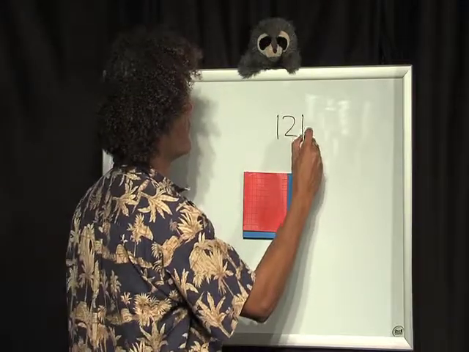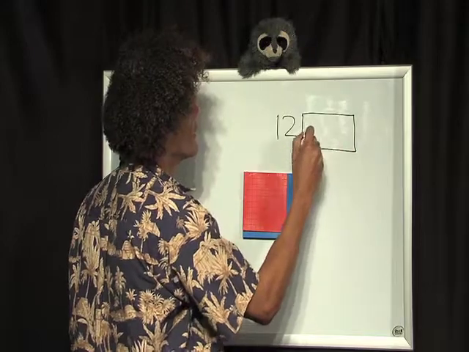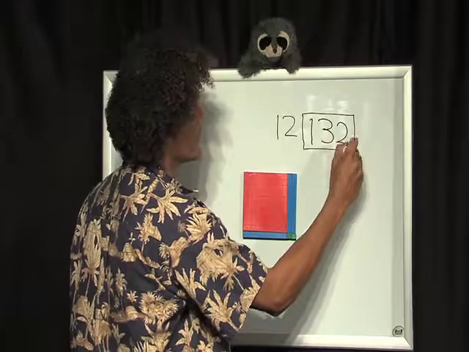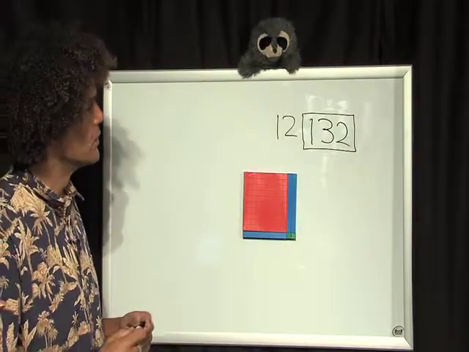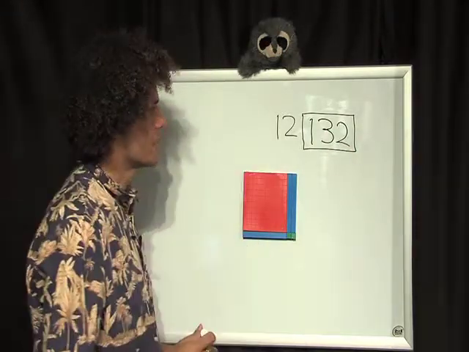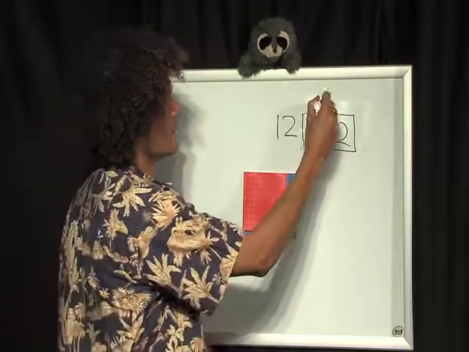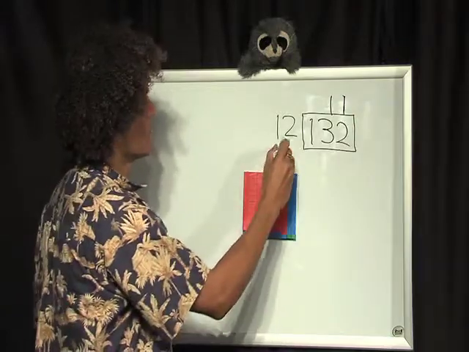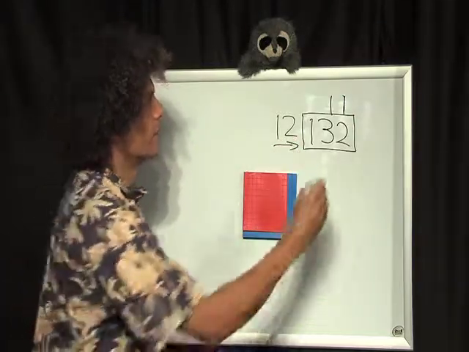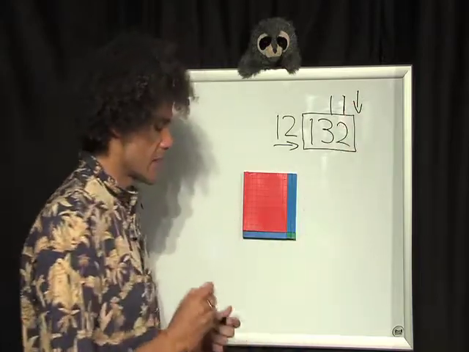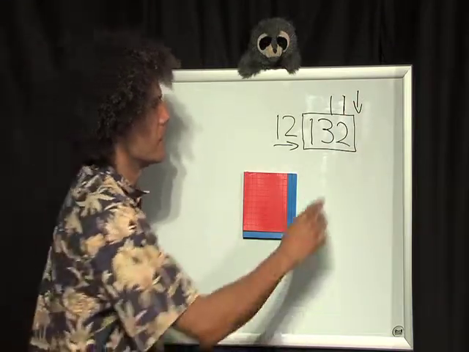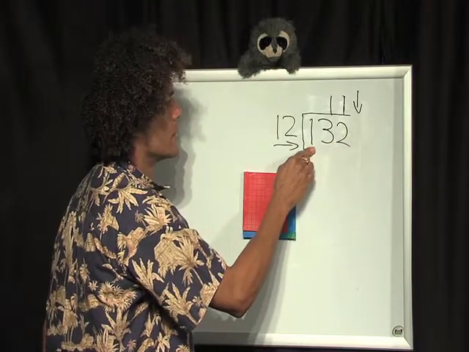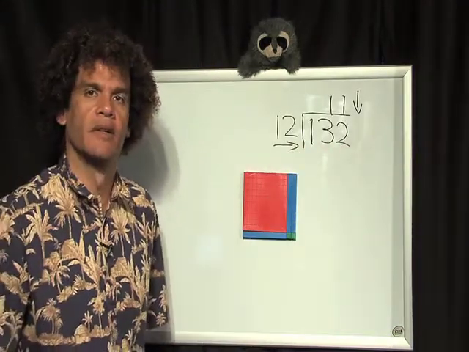So if I have a rectangle, which is what I have here, with 132 pineapples in it, and I pass them out to my 12 Boy Scouts, each one gets 11. And another way to look at this is that if one side of this rectangle is 12, the other side is 11. And it really is that simple.